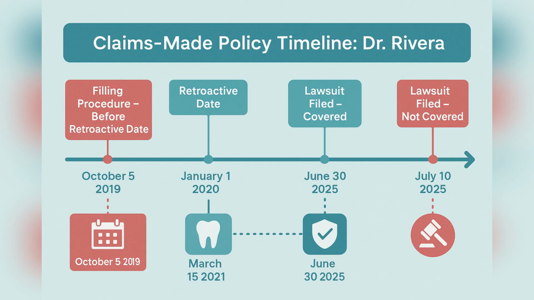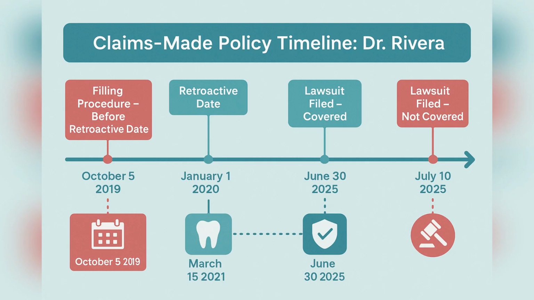On January 1st of 2020, Dr. Rivera purchases her very first claims-made malpractice policy. Her insurance company sets January 1st, 2020 as the retroactive date, clearly displayed on her policy's declarations page. Now let's say that Dr. Rivera performs a crown procedure on March 15th of 2021. Several years later, on June 30th of 2025, that patient files a lawsuit alleging that the crown procedure failed. In this scenario, because the treatment occurred after the retroactive date of January 1st, 2020, and the claim was reported while Dr. Rivera's policy was still active, the lawsuit filed in 2025 is fully covered.